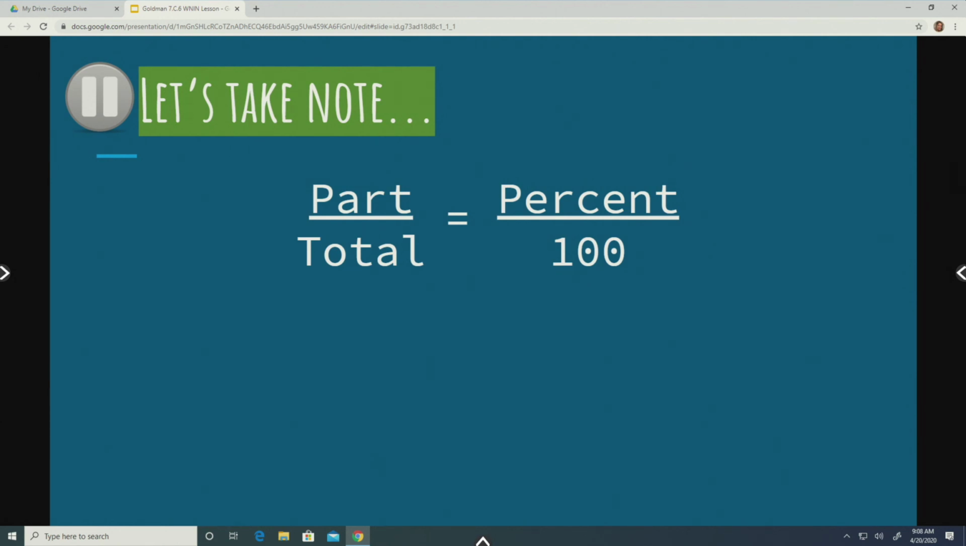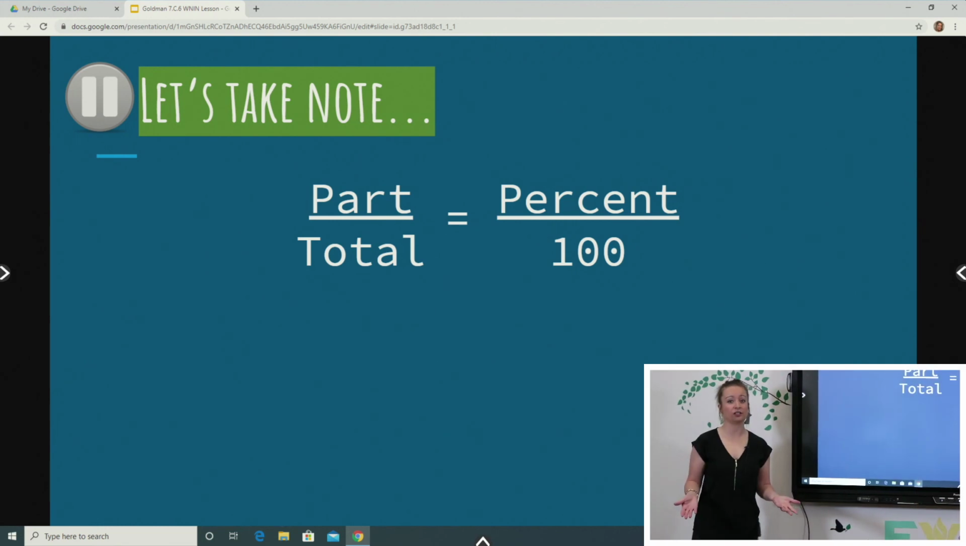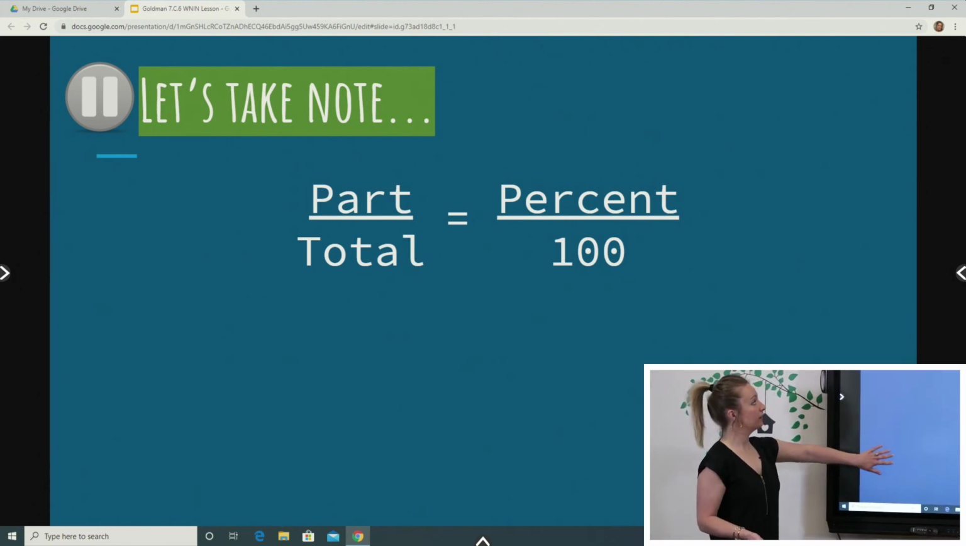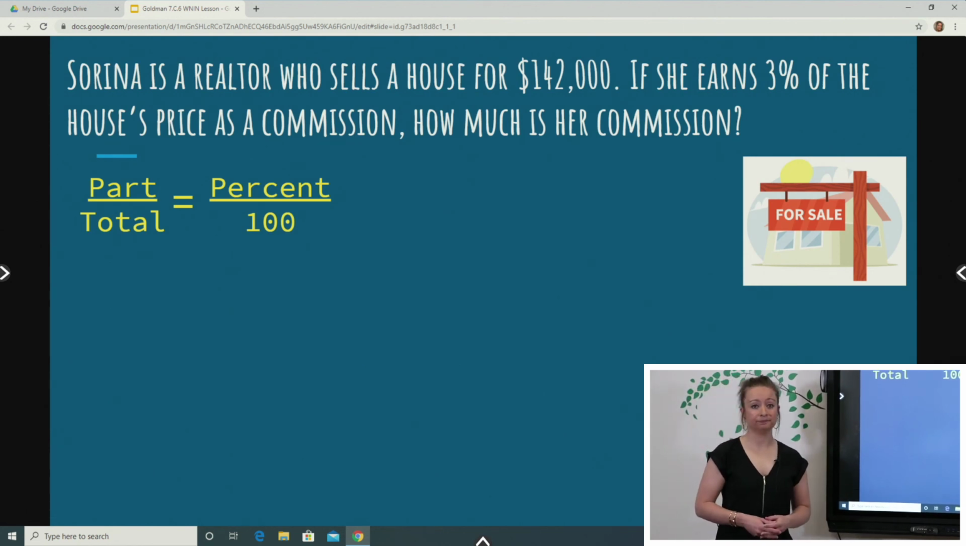As we go into starting the next couple of problems, these notes will be helpful to you as well as a calculator, as long as your teacher has advised you that it's okay to use one with these types of problems. So let's take a look at our first problem.